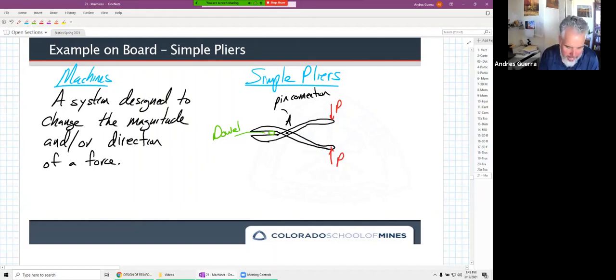Let's add some dimensions to this. What if we call this dimension from here to here B, lowercase b, and the dimension from here to here lowercase a. What I want to know is, what force are we going to get here? What F do we get on that dowel right there when I squeeze through there?